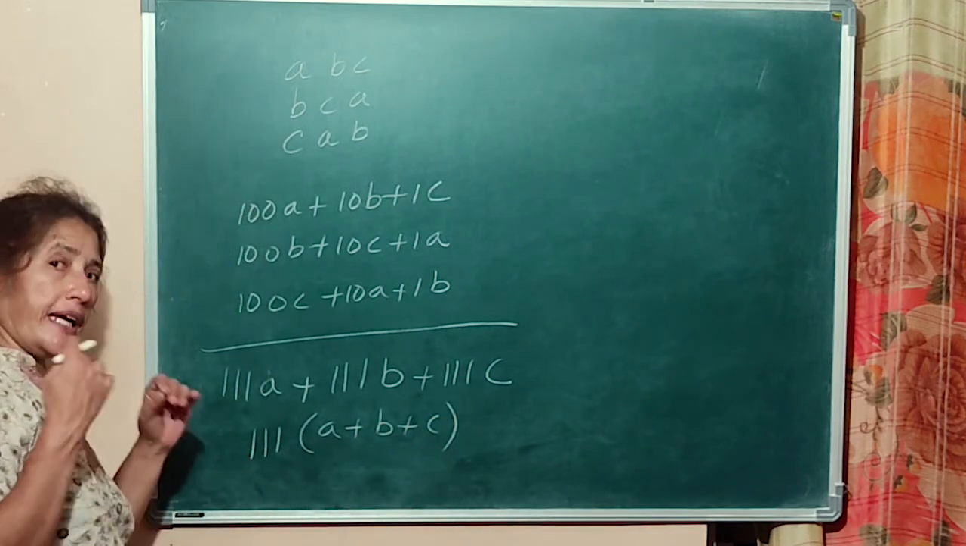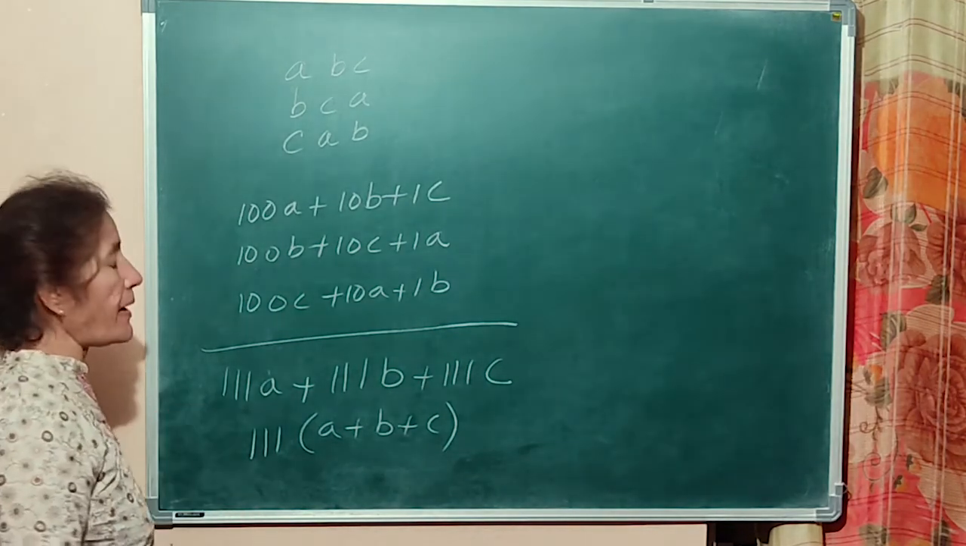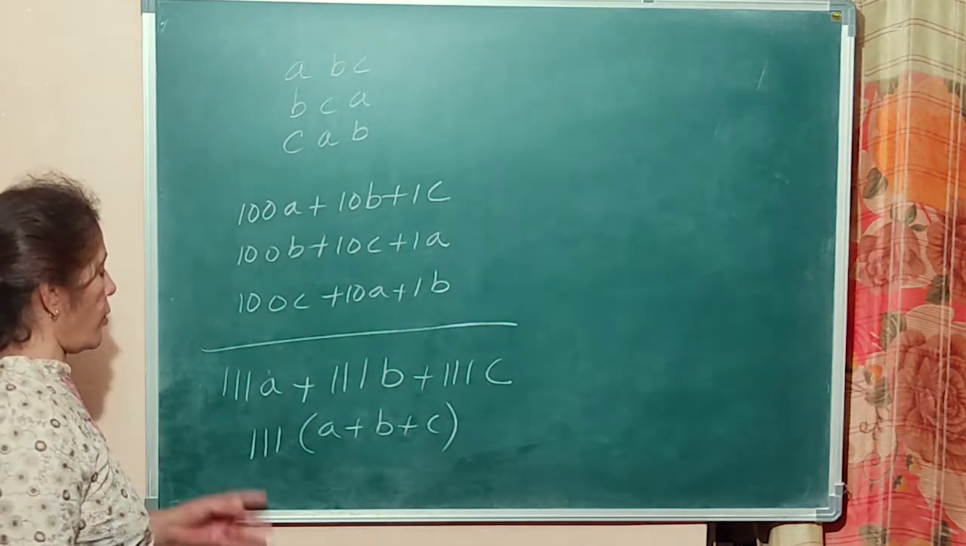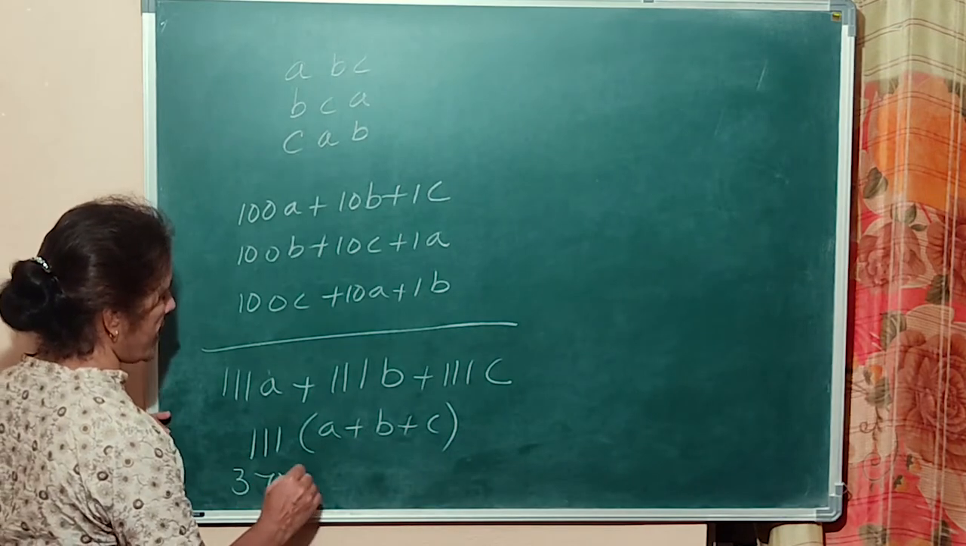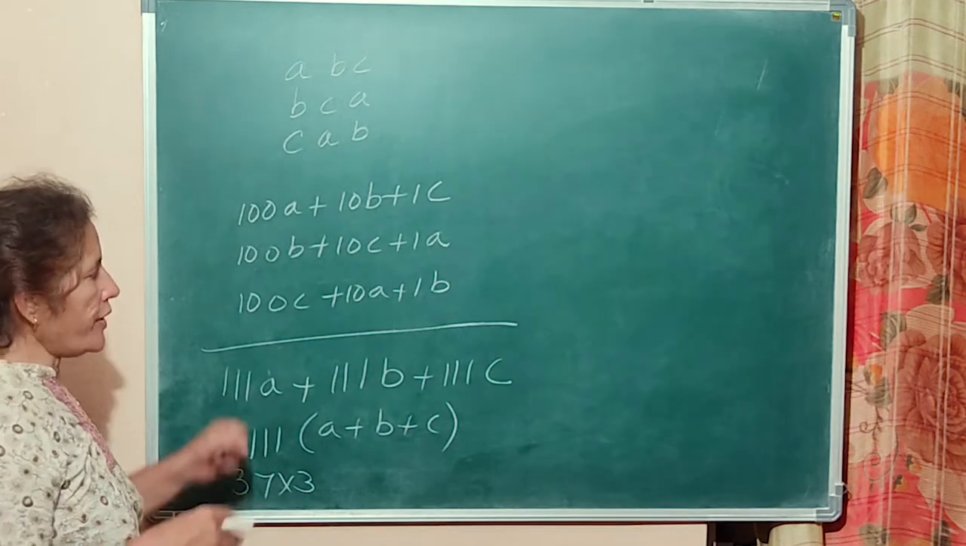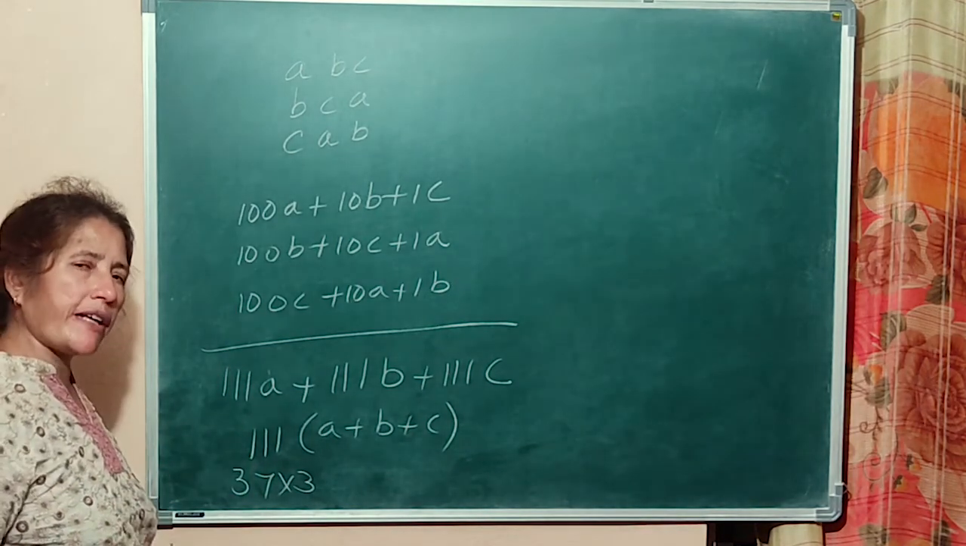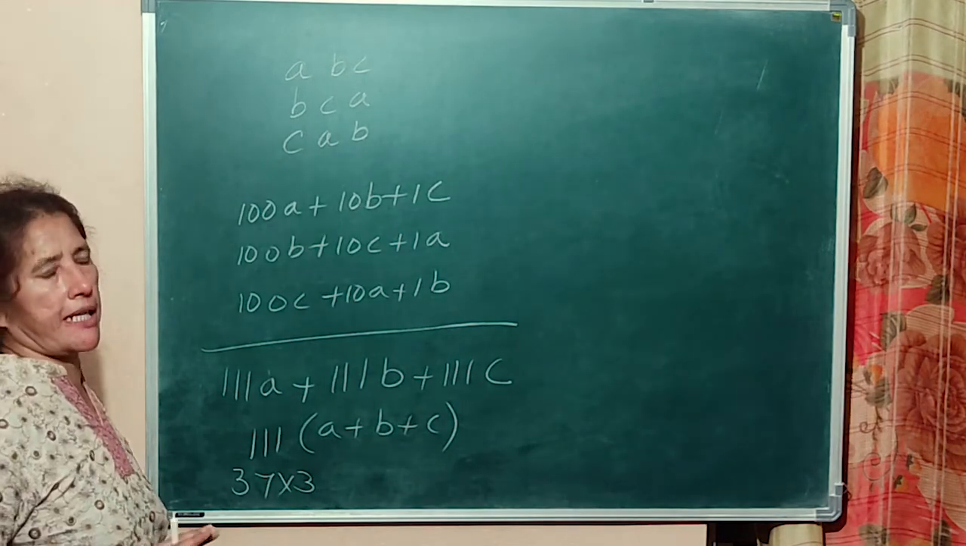So when you divide by 111 also the remainder is 0. Or when you divide by 37 also remainder is 0. Why? 37 3s are 111. You understand? So when you divide by 37 also the remainder is 0. When you divide by 111 also the remainder is 0.